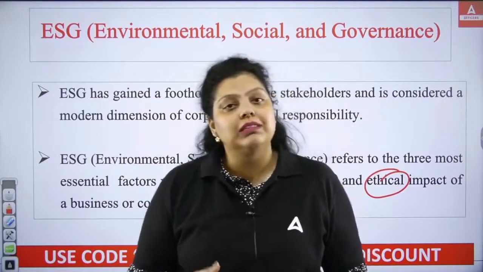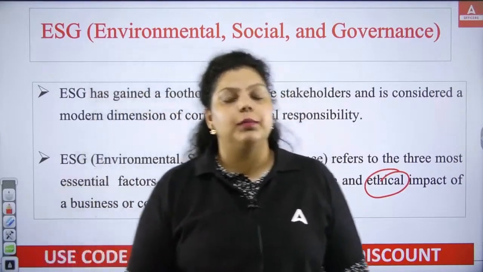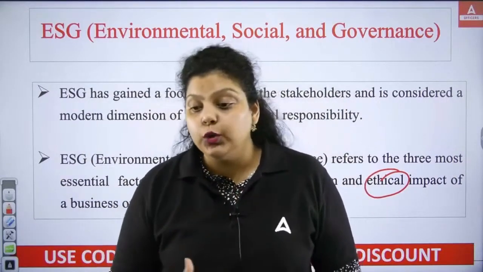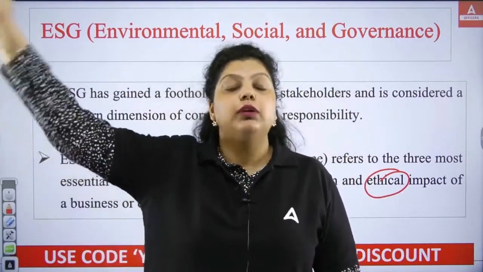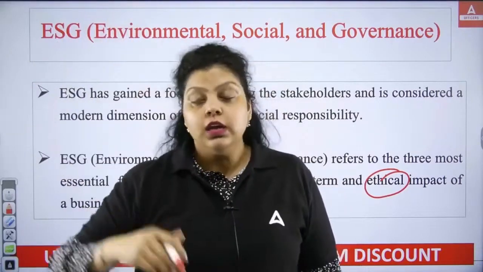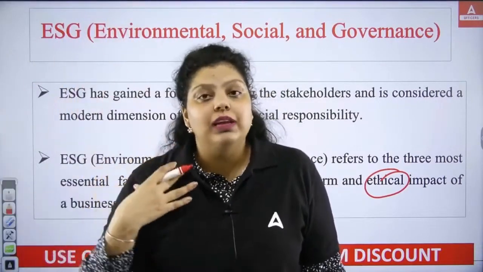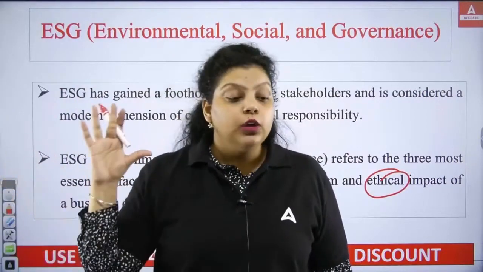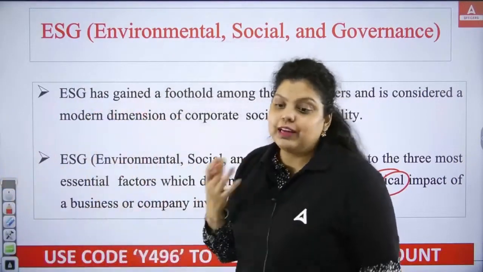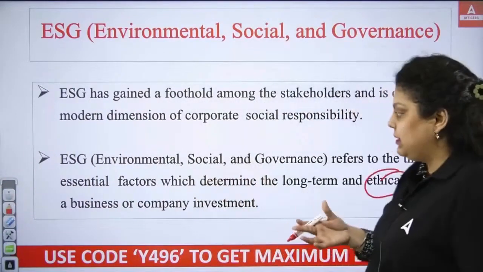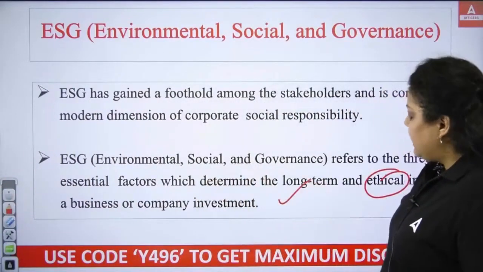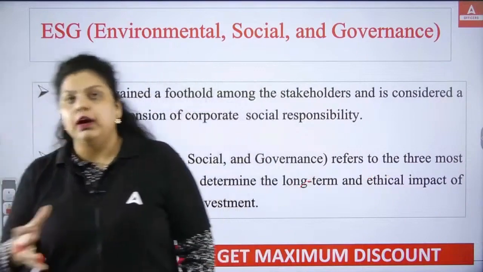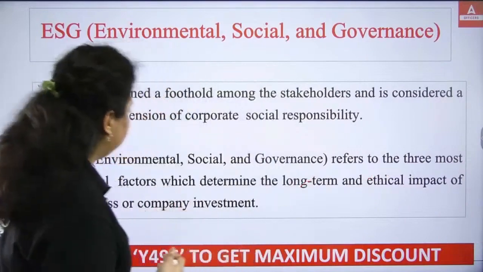We are focusing on sustainable development. What is sustainable development? Use the resources in a certain way that you will be able to fulfill your needs and the future generation also does not have to compromise with their needs. If all the resources are utilized by us, what will the future generation do, how will they survive? So use the resources accordingly. That's what sustainable development says. Ethical means you are doing the right thing for the major part of the society. That's the ethical impact.